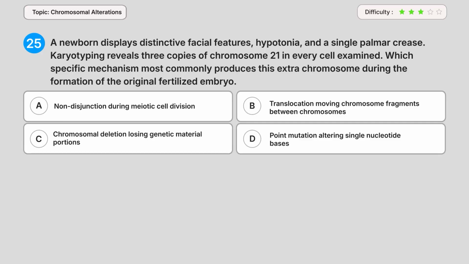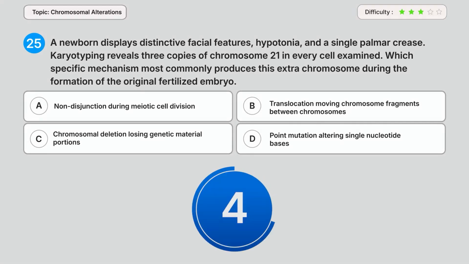A. Non-disjunction during meiotic cell division. B. Translocation, moving chromosome fragments between chromosomes. C. Chromosomal deletion, losing genetic material portions. D. Point mutation, altering single nucleotide bases. Can you guess the answer?